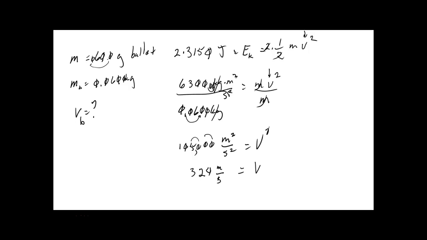Okay. So 324, so take the square root of the units as well. Square root of meter squared would be meters, square root of second squared would be seconds. So that would be meters per second, which is exactly what we measure velocity in. Yeah. And let's see what they got. 324 meters per second.